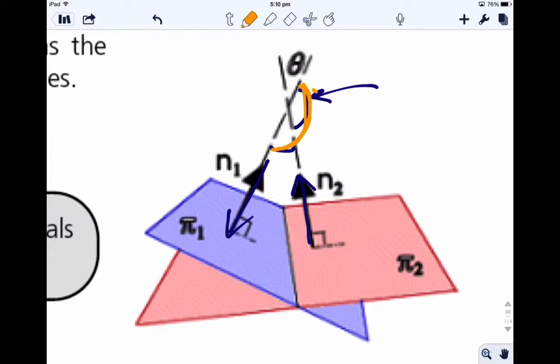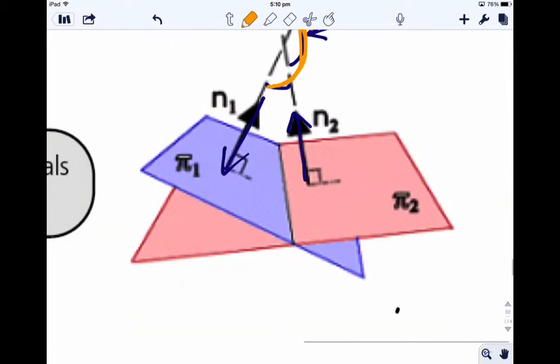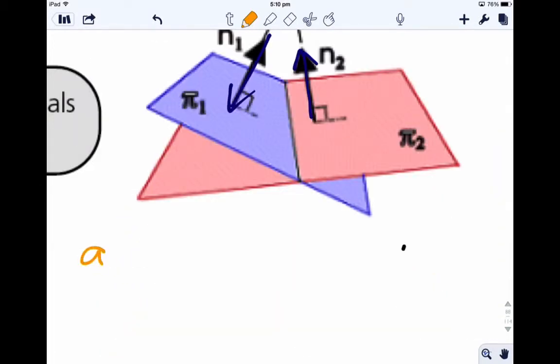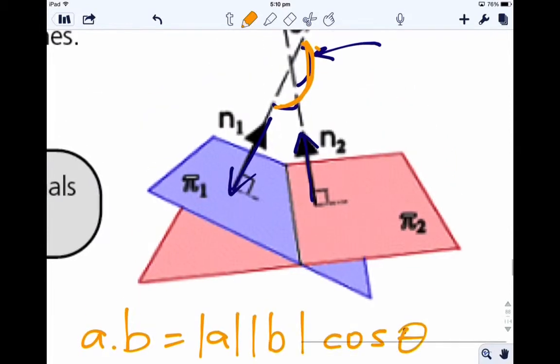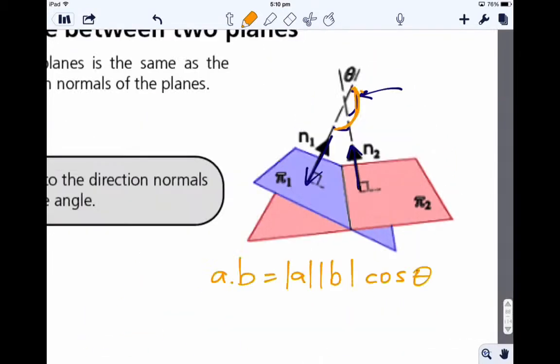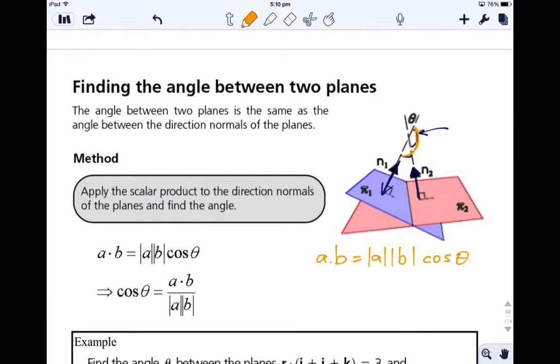So if the question says what's the acute angle between the planes, you do the calculation using the basic formula. Let me write that formula down again. It will be A dot B equals the length of A times the length of B times cos of theta. So if you do get an obtuse angle when you use that formula and ask for the acute angle, you just say 180 minus that answer, and you've got it. Easy.